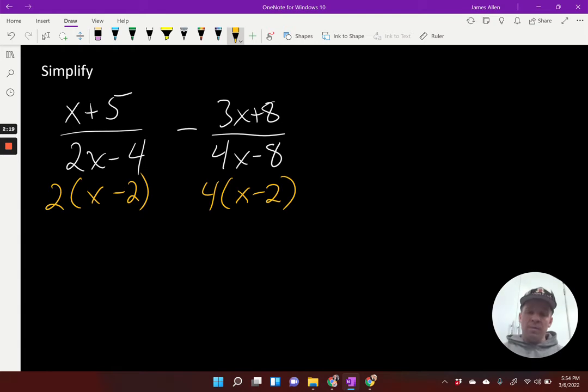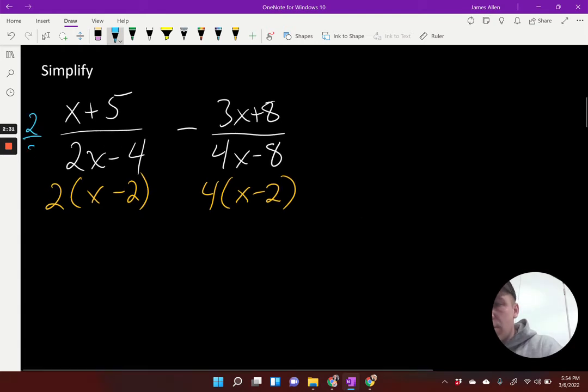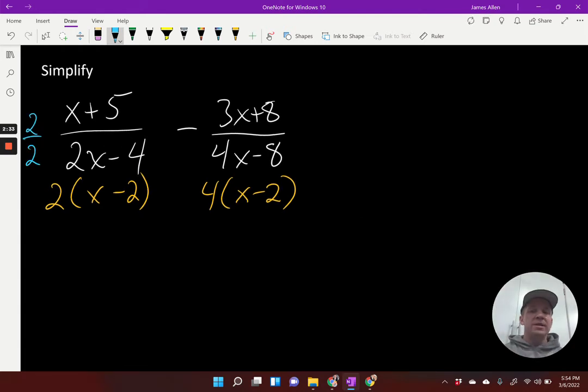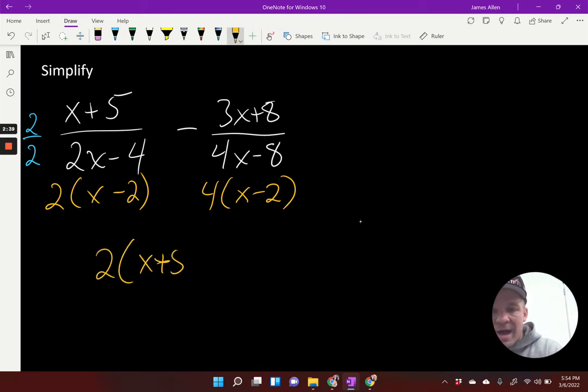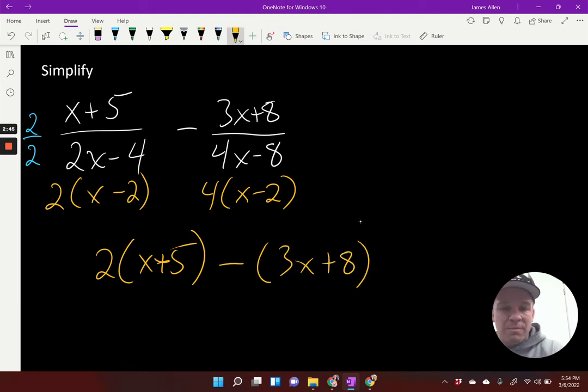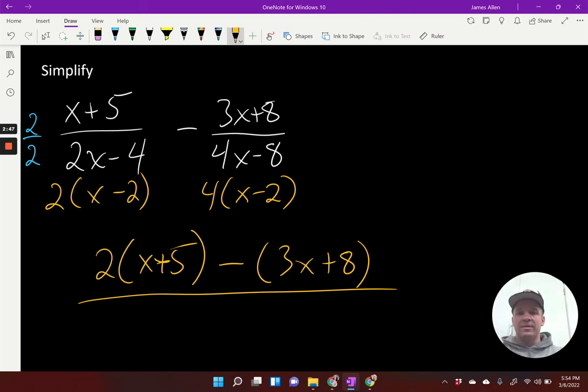Okay, so for this one, we have x minus 2 and x minus 2 the same, right? Don't need to worry about that. But it looks like the left one needs to be multiplied by 2 to match the right one. So I'm going to multiply by 2 over 2 here to get my like denominators. So now I'm going to have 2 parentheses x plus 5, and it's going to be minus 3x plus 8. The parenthesis there is very important. We'll talk about why in a sec.